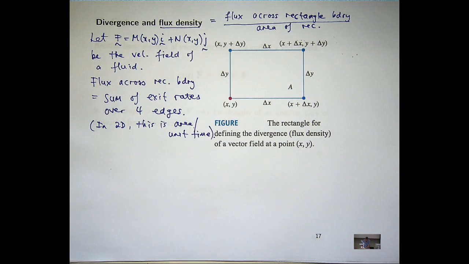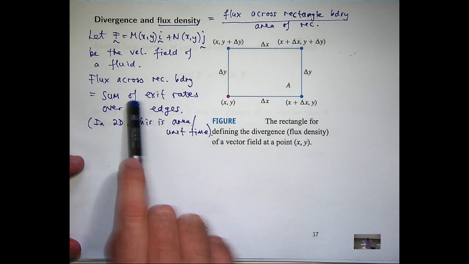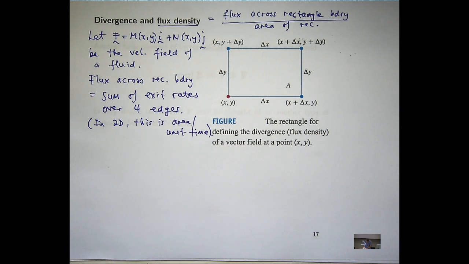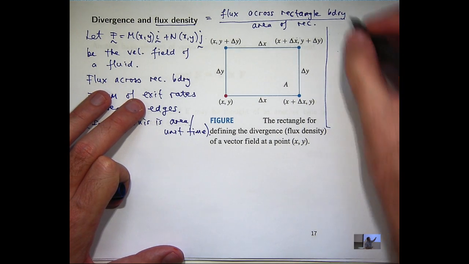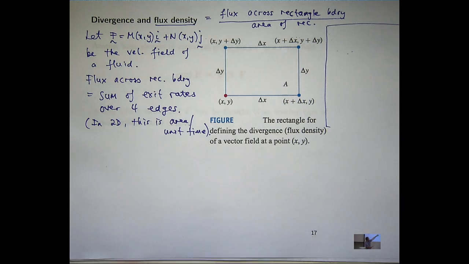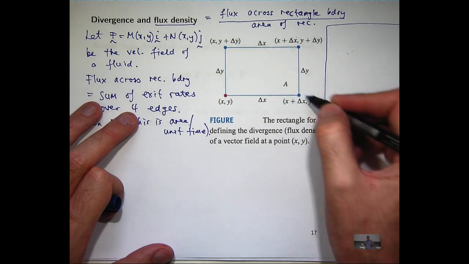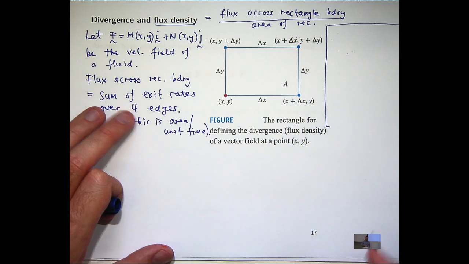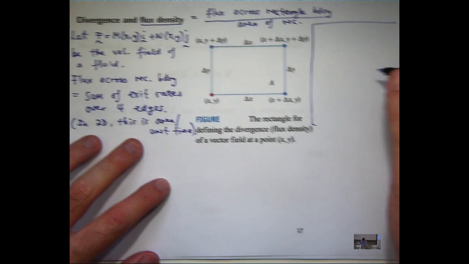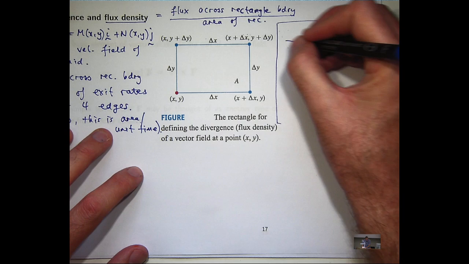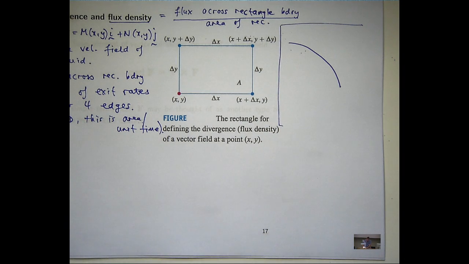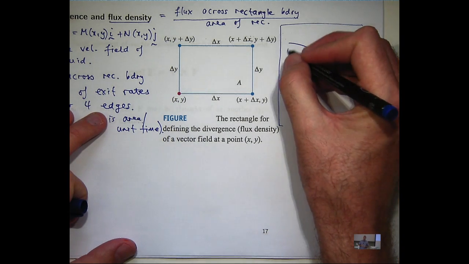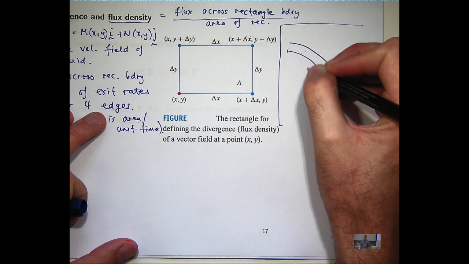So the next question is, how do we actually measure the exit rates or the flow rates over the edges? Let me just give you a general idea, and then we'll use that idea on each of these edges. It's very simple because they're parallel to either the x-axis or the y-axis. Now, let me just draw in some curve here, and suppose that the curve has length L.